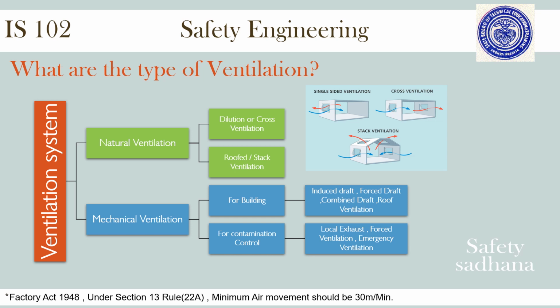What are the types of ventilation? Ventilation systems are natural ventilation, dilution or cross ventilation, and roof stack ventilation. Mechanical ventilation for buildings includes induced draft, forced draft, and combined draft. Roof ventilation for contamination control includes local exhaust, forced ventilation, and emergency ventilation.